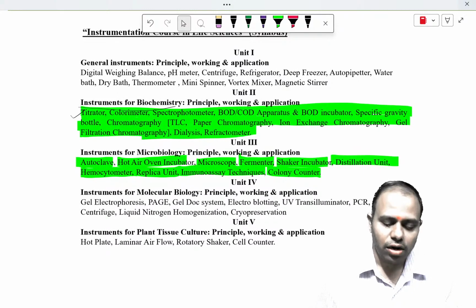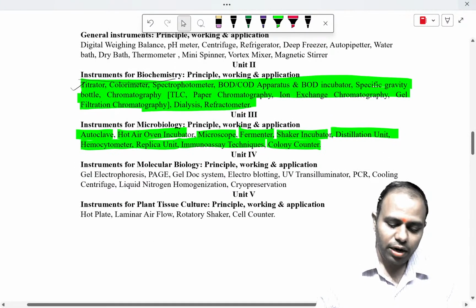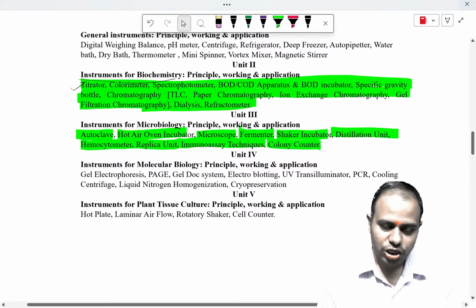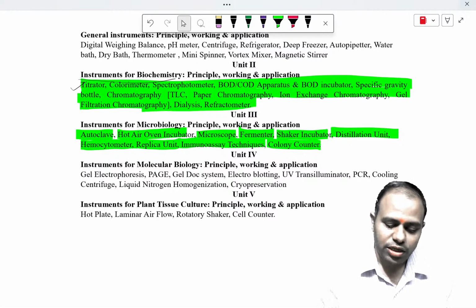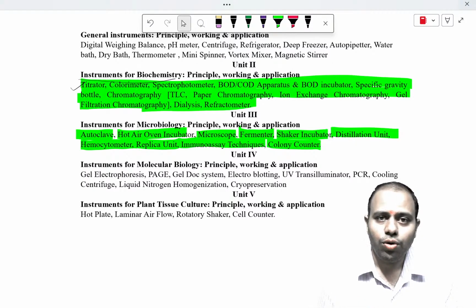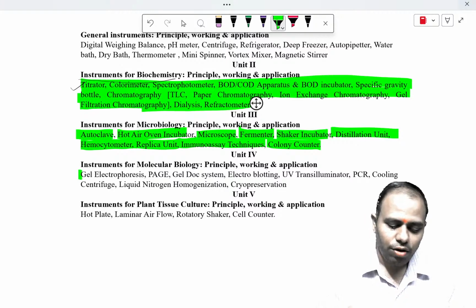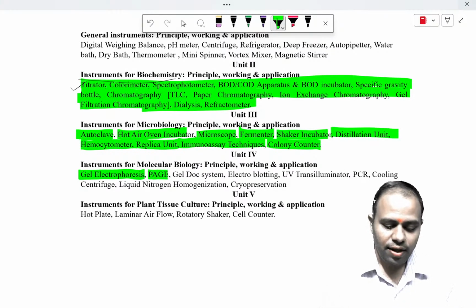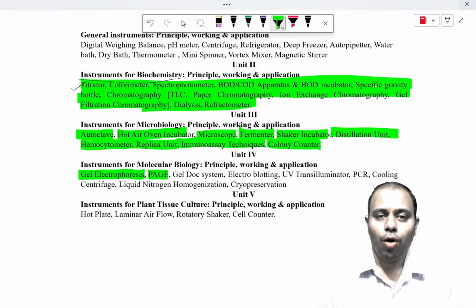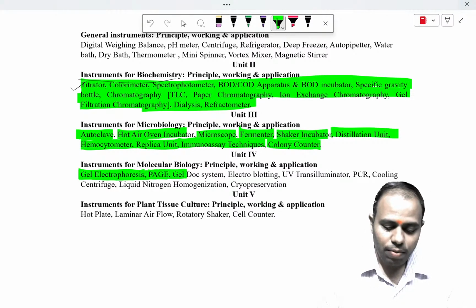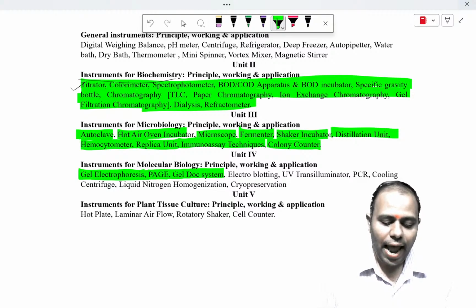Then unit number 4 relates to molecular biology. Here also we are going to see the principle involved, the working of the instrument along with its application, or what are the different processes that you can do with molecular biology instrumentation. Various kinds of gel electrophoresis machines we are going to see. Then we are going to see PAGE, that is polyacrylamide gel electrophoresis. Today in today's lecture, I'll be covering gel electrophoresis and PAGE. These two points I'll be covering in today's lecture.